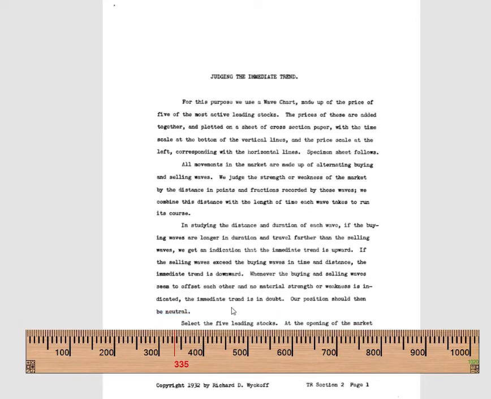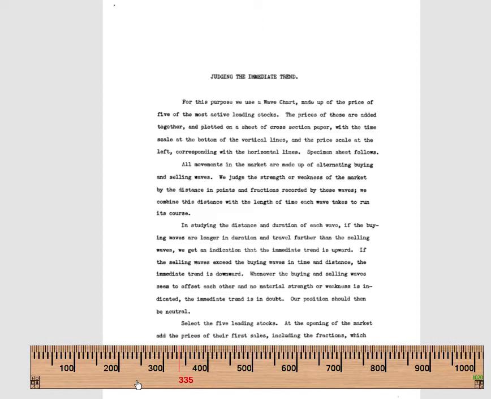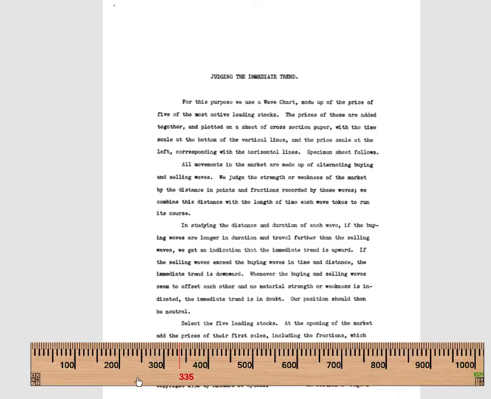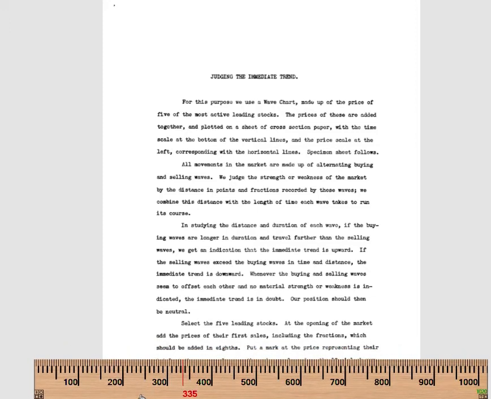Select the 5 leading stocks. You really should use leading stocks because they influence the rest of the market. That's why strong hands will use those big stocks, whatever the leading stocks are, to influence the rest of the market. You can see today, just take Amazon or whatever and see how, if it goes up or down, the impact it has on the rest of the market. Anyway, add the price of their first sales, etc.